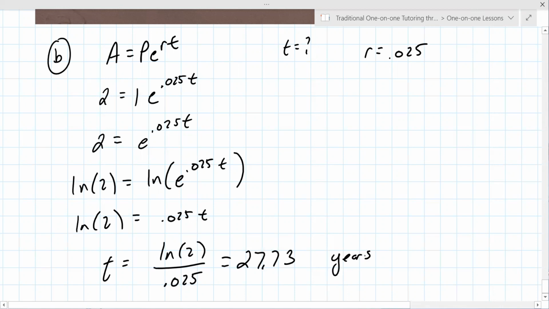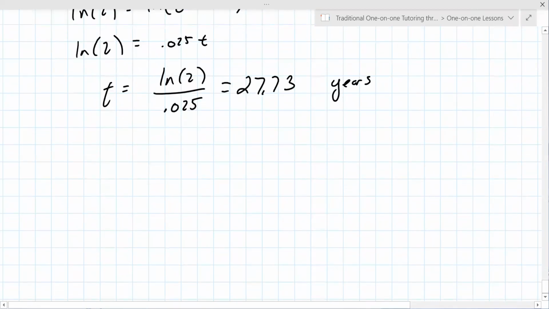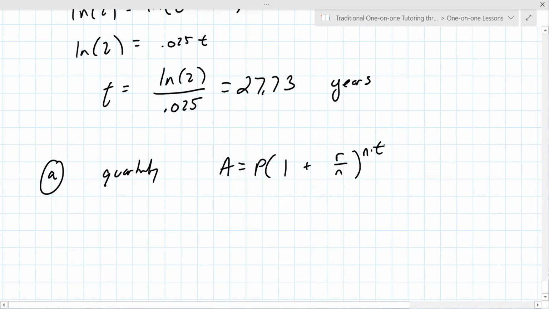Okay, now the quarterly is actually, I think, a bit more challenging to do. So A is quarterly. Whenever it's not continuous, it's A equals P times 1 plus r over n, to the n times t power. Now your P and A are not given, but it's the same thing here. You want to double, so whatever P is, A is double that.